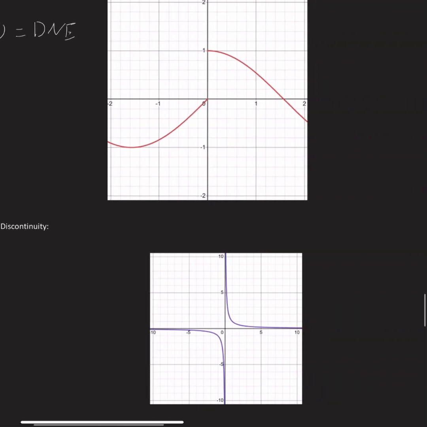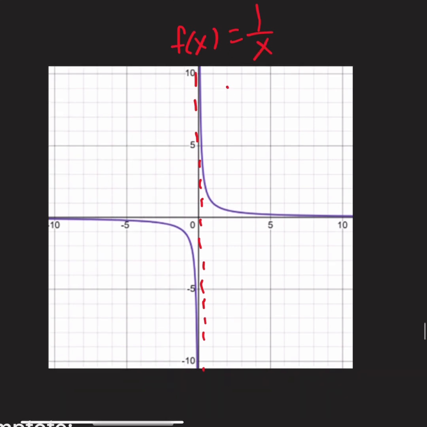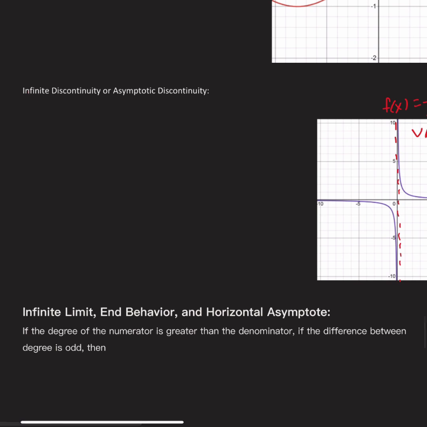Well, infinite discontinuity, or asymptotic discontinuity. Basically, there's a vertical asymptote at this point. We see here there's a vertical asymptote. This is f of x equal to 1 over x. It has a vertical asymptote at x equal to 0.